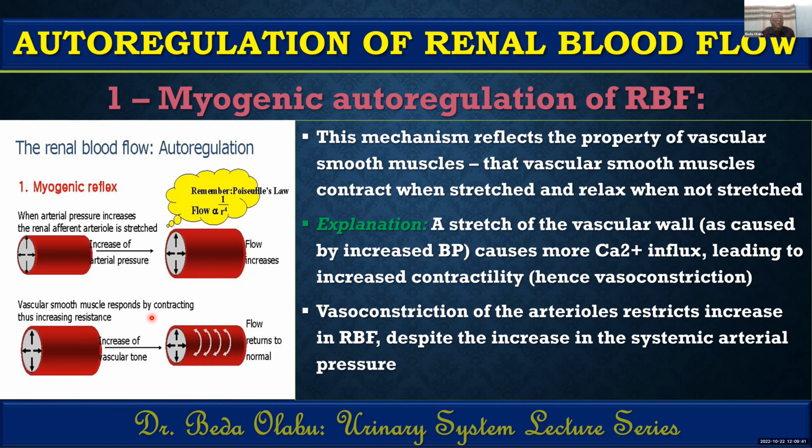If there's a fall in the blood pressure, the smooth muscles will be relaxed, and so more blood flow into the kidney. But if the blood pressure is very high, which means it's threatening to increase the renal blood flow, then the blood vessels in the kidney offer resistance. And so that helps to maintain the blood flow at a constant rate. That is the myogenic autoregulation mechanism.